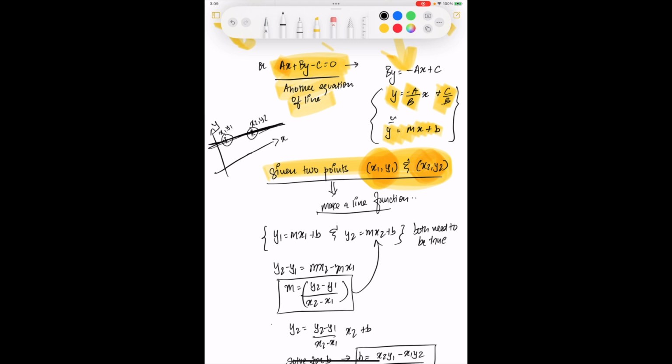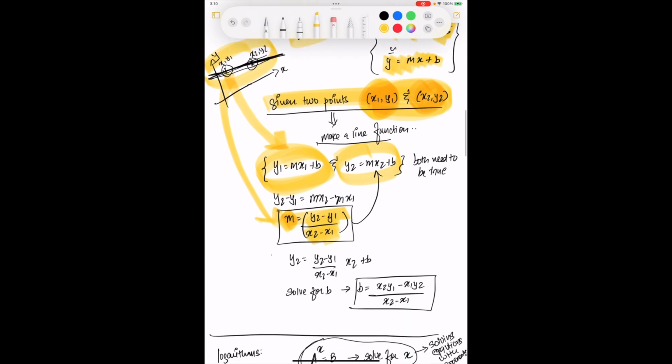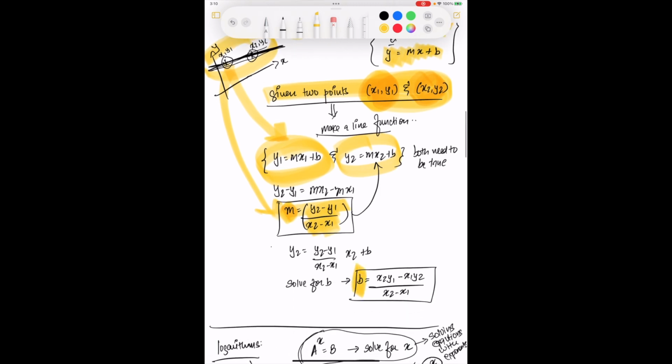Well, the same line needs to satisfy both x1, y1 and x2, y2, so what we do is substitute in the general slope intercept form, and we say, hey, y1 should be equal to mx1 plus b, and y2 should be equal to mx2 plus b. So in this case, given these 2 points, you can calculate the slope as y2 minus y1 divided by x2 minus x1. And you can also calculate the intercept b as x2 y1 minus x1 y2 divided by x2 minus x1.